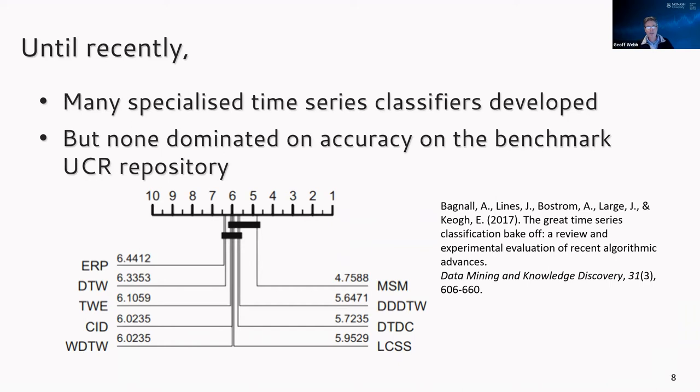Okay, so this now gives me the tool by which I can explain this next diagram. Because there are many things which may be relevant to time series classification, there's been much work on developing many different forms of classifier, each of which can pick up on these different things. There have been a large number of specialized time series classifiers, and there's been a benchmark repository of classification tasks, the University of California Riverside repository. Until recently, there was no one time series classifier that dominated on that repository over all of the alternatives.